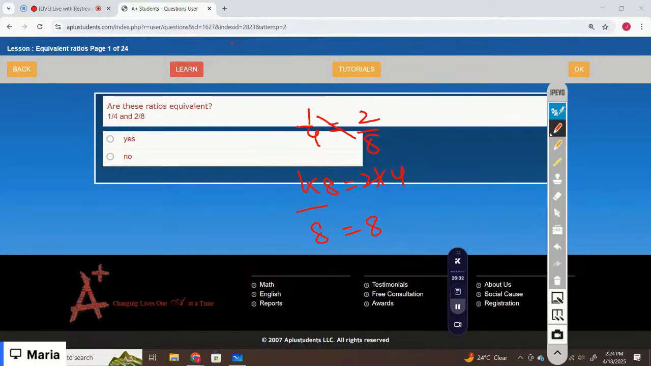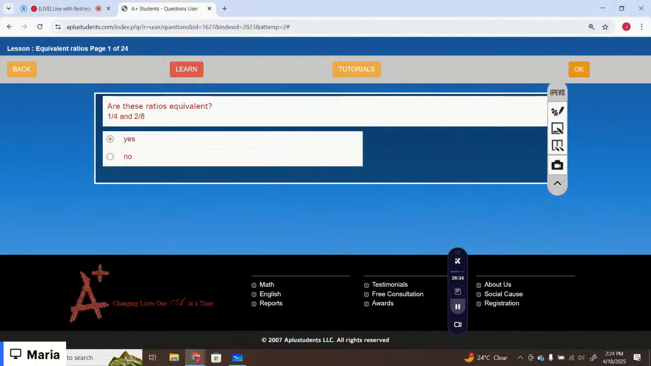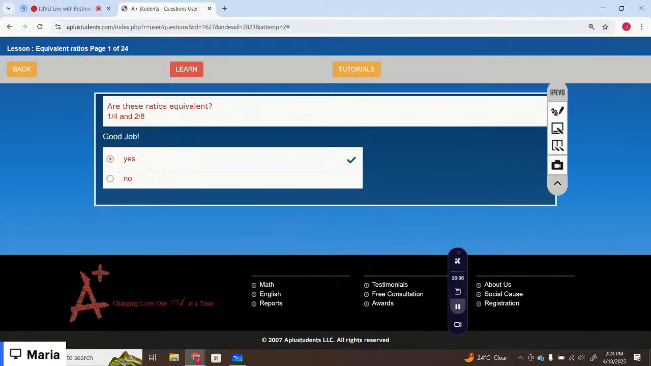Yes, the ratios are equivalent. Option number 1 is the correct option.